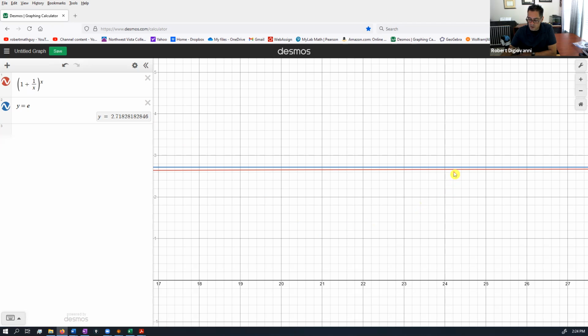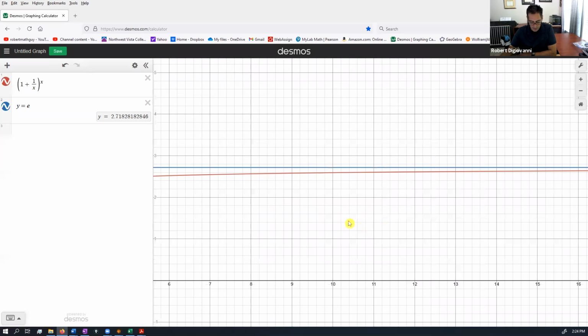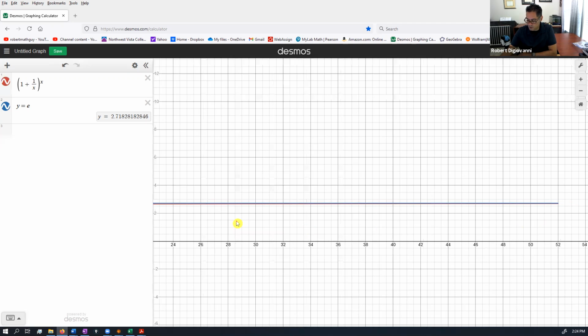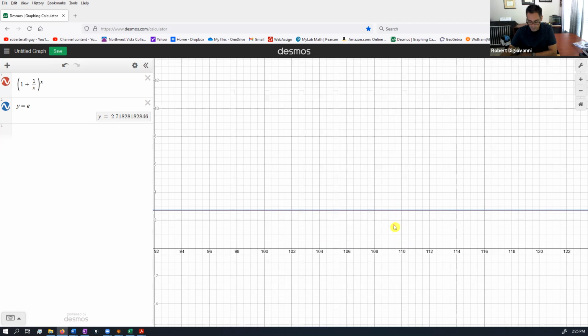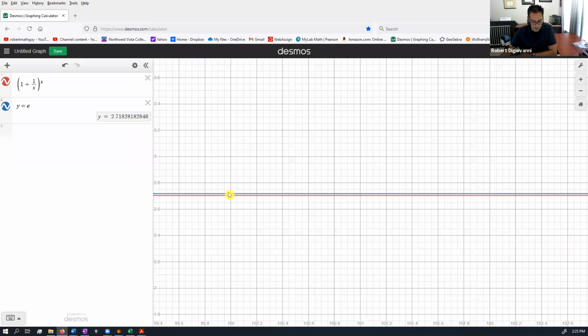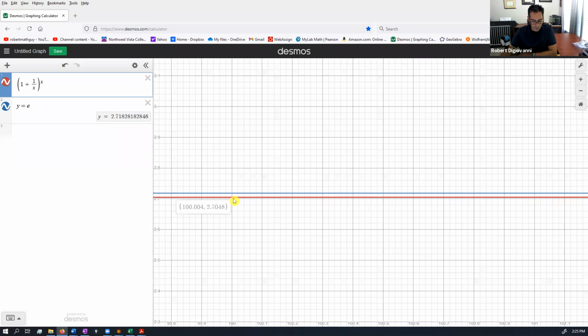Okay, if I go to the red graph, let's go to just 10. If I go to 10 and I ask what's the value, look at the value of that red graph. It's 2.594. It's not very close to e, is it? But as you go further out, let me go to 100. Let's see how close we are at 100. At 100, the value of the red one is 2.70. It's closer, right?